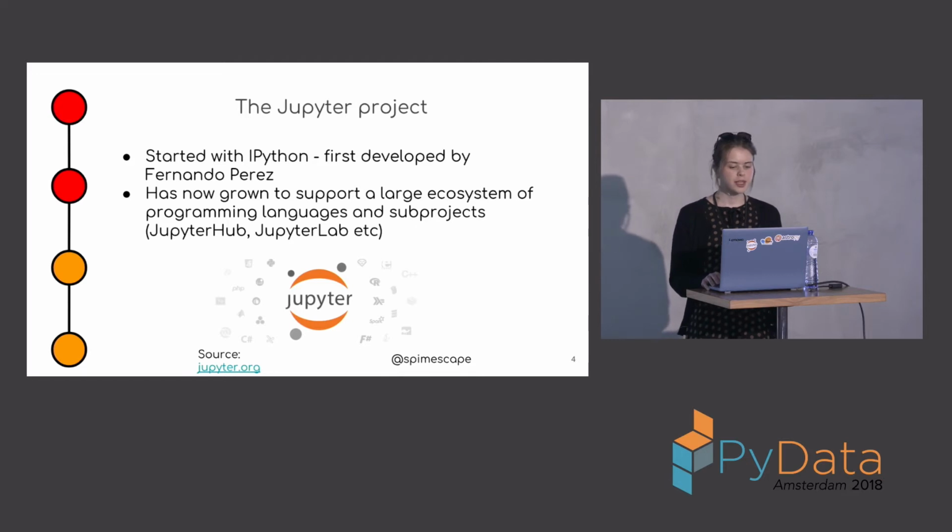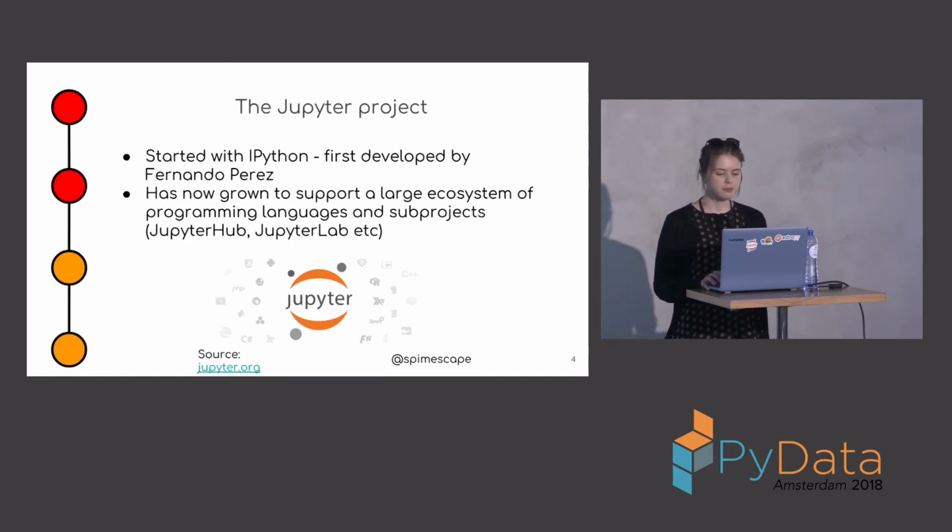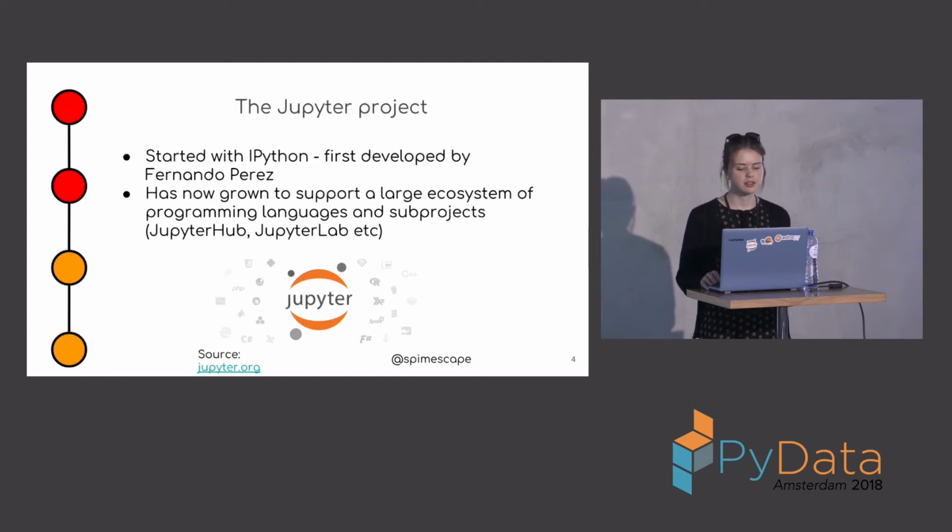So the Jupyter project began its life as an interactive Python computing environment called IPython. It was first developed by Fernando Perez, a PhD student at UC Berkeley, I believe. And those of us who've been around in the Python community for a while remember this as the better version of the Python shell. Since that point, the IPython project, which is now known as the Jupyter project, has grown to support a large ecosystem of programming languages. These days, it's not just for Python programmers and data scientists, but also our friends in the R community and the Julia community. Among, I think, 100 other programming languages can take advantage of this computing environment.